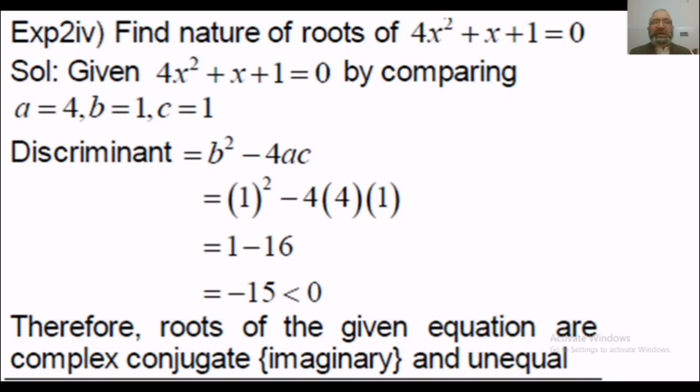Fourth part, find the nature of the roots. So the given quadratic equation is 4x square plus x plus 1 equal to 0. By comparing, we get a is 4, b is 1, c is 1. Discriminant b square minus 4ac, putting the values: 1 square minus 4 into 4, the value of a is 4 and the value of c is 1. So 1 square is 1, 4 into 4 is 16, 1 minus 16 is minus 15. Minus 15 is less than 0. So the third case, therefore the roots of the given equation are complex, conjugate or imaginary and unequal.